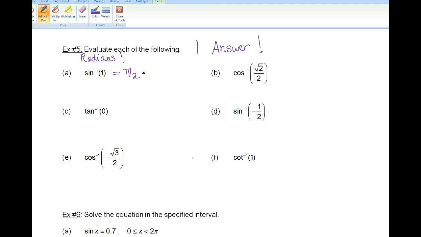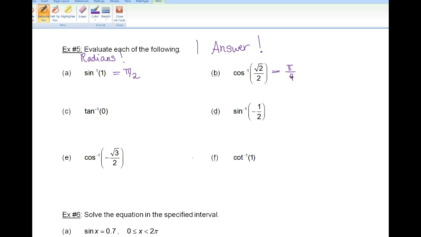Okay, cosine inverse of root 2 over 2. Wait, don't say it out loud. Everybody think. Is it pi over 4? Hold on, it could be any of them, right? Oh, no, there's only one place from 0 to pi where cosine is root 2 over 2.